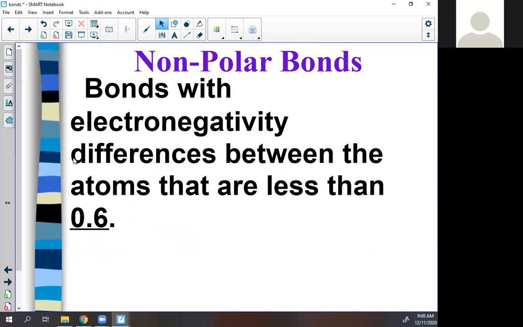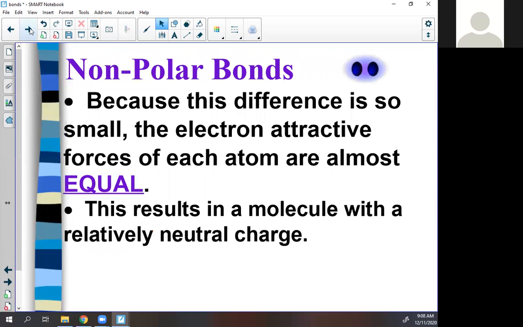Nonpolar bonds have electronegativity differences between the atoms that are less than 0.6. So since these electronegativity differences are close, they share much more equally. If you're at a tug of war and you're pulling against your exact twin, who's going to win? I don't know. You're both the same size, same strength. You may go on forever because you're going to pull with the same effort. That's what your twin just said. Okay, you have more heart.